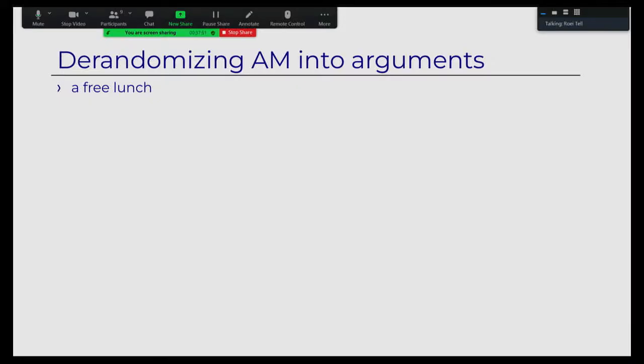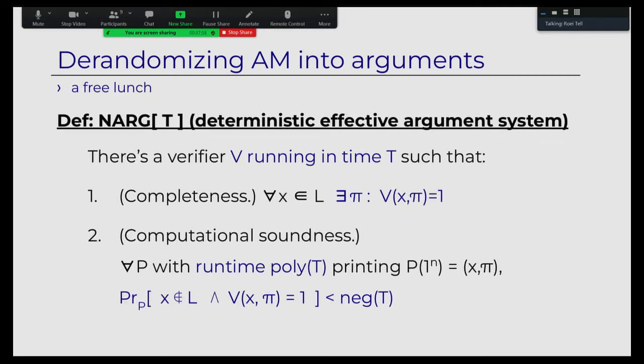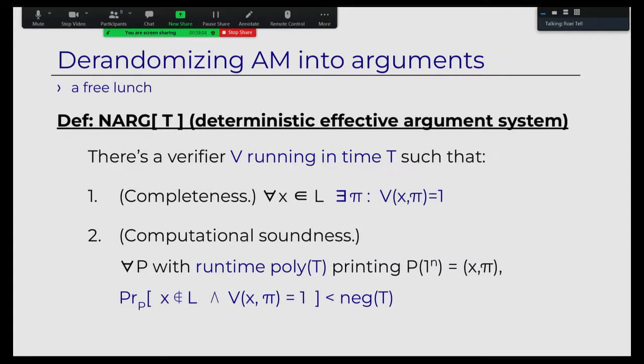It's a free lunch, or at the very least, it's a lunch that looks free to any efficient observer. So we define this notion of deterministic effective argument systems, which is deterministic NP-type verifiers, the usual NP-type verifiers that are only computationally sound. So it's a deterministic argument system. So V runs in time t. You can prove any correct claim to V, but any evil prover cannot find a false claim and a proof that will mislead the verifier, except with negligible probability.